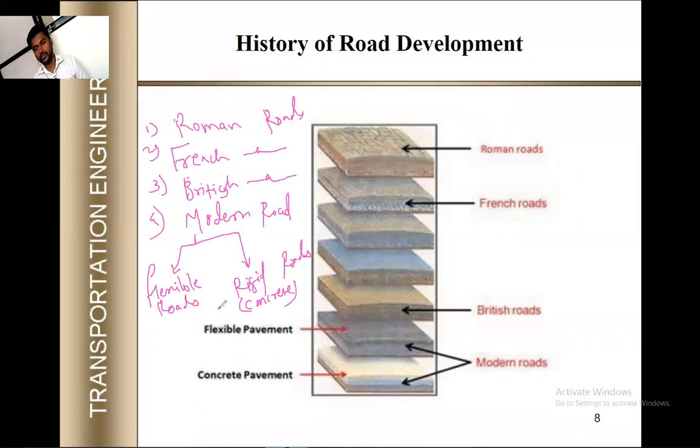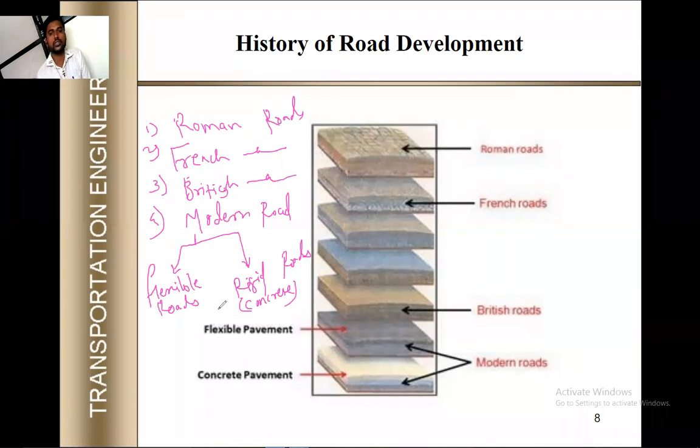Approximate cost of the concrete roads is 20% higher than the flexible pavement, but the maintenance cost of the flexible pavement is more than the concrete pavement. Maintenance for the concrete pavement is less as compared to the flexible. And the life period for the concrete road, 20 to 30 years life period will be there. And for the flexible road, according to the category of road, national highway, state highway, district road, village road, different lifespan is there.